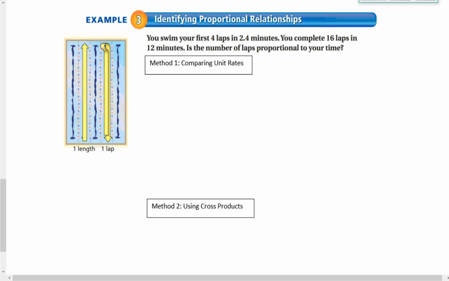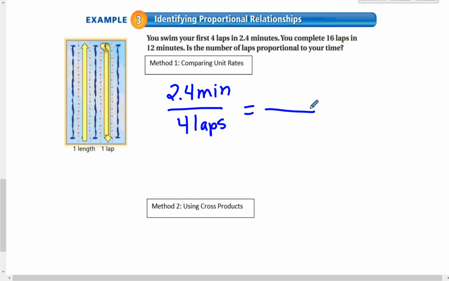Okay, so our first one is 2.4 minutes to 4 laps. And remember, I could have always put 4 laps over 2.4 minutes as long as I use the same unit on the top and bottom in my other one. So here, since I put minutes first, I have to put 12 minutes and 16 laps. I want to know, are those two equal?